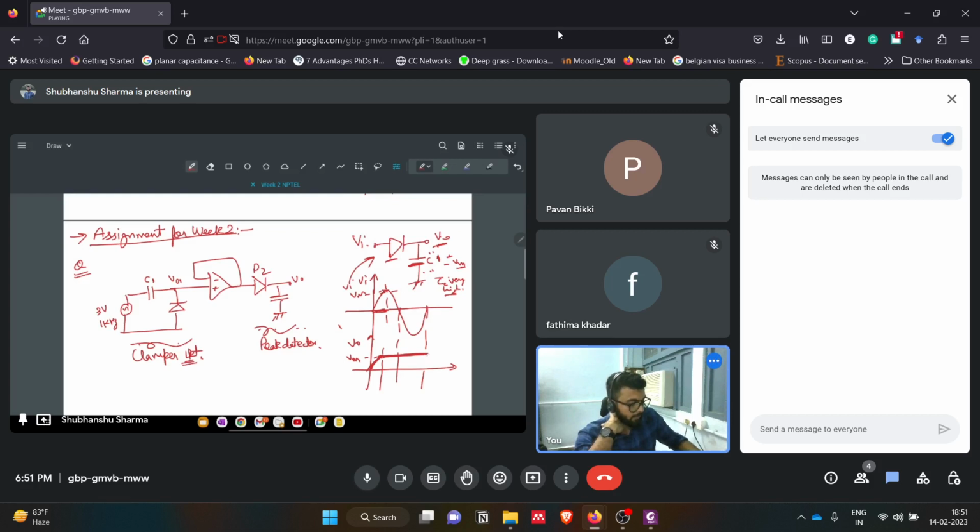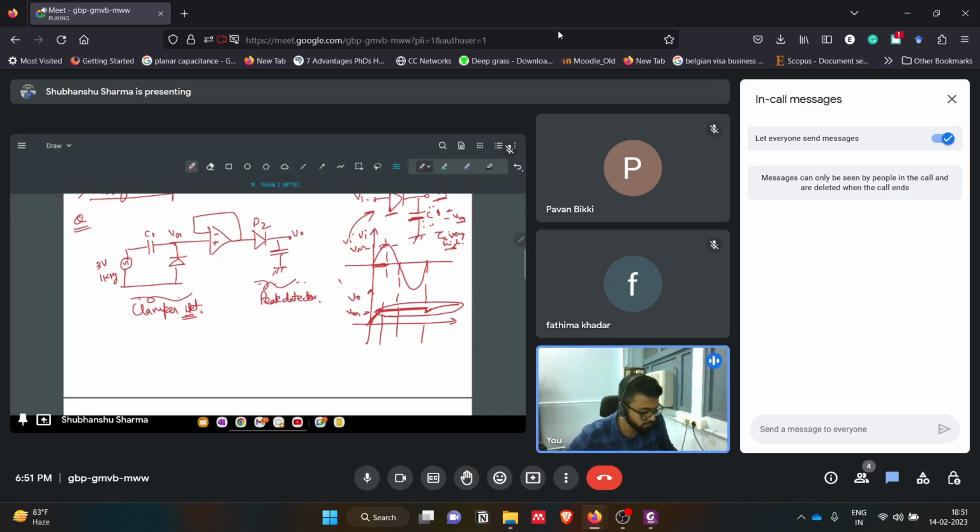In the next cycle, since it will be discharged, the input will start from here, but then since it will charge again, it will be like this. The main point is that the capacitor will keep the output voltage Vm. So this is the function of this peak detector. This buffer is just to not load this clamper circuit with the peak detector, so that's why this buffer is being used.